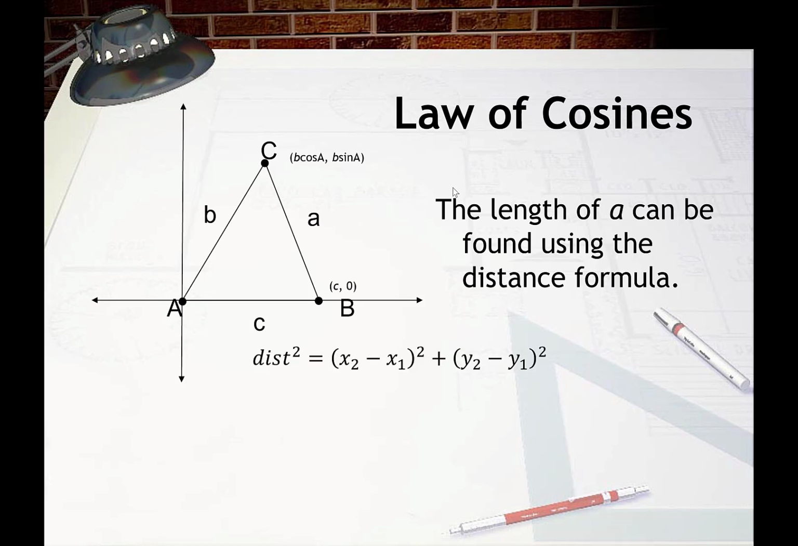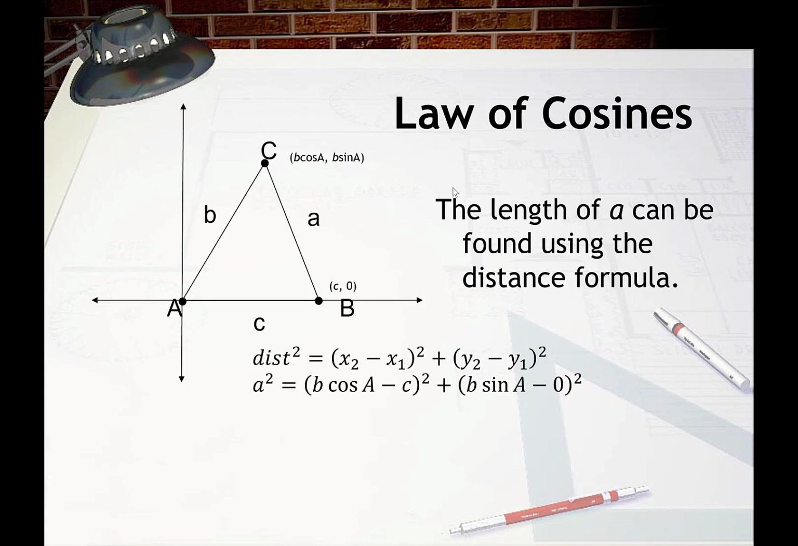So our distance formula says it's the change in your x values squared plus the change in your y values squared. All of that is the distance squared. Otherwise you could take the square root of all that and find the value of the distance. Now in this case we've got a being squared, and the change in our x values is the distance between b cosine A and c. We'll square that. The change in our y values is the distance between b sine A and 0, so we'll square that.